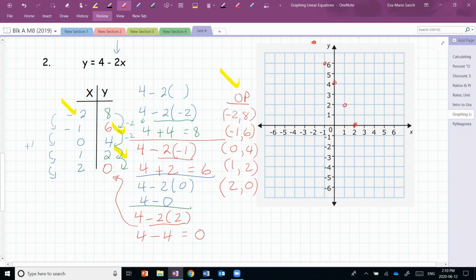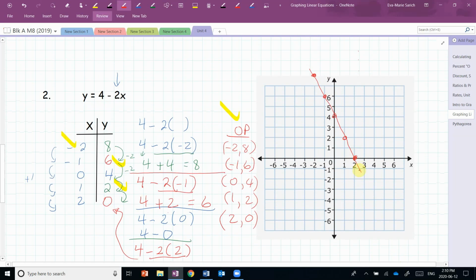Now again, we should have a consistent pattern with these points. If I look at this graph, to go from one point to the other, I'm going down 2, right 1, down 2, right 1, down 2, right 1, down 2, right 1. The pattern should be consistent within the graph. We need to draw the line through our points and past the last and the first point and put arrows on that. Okay, so we are getting 2 marks for the graph. That gives us, again, a total of 6.